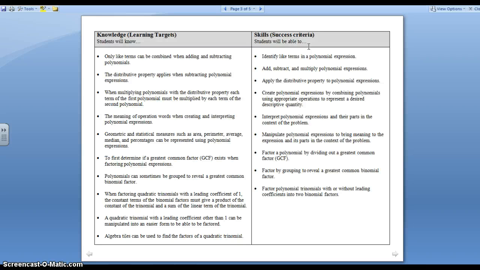For example, the success criteria that students will be able to create a polynomial expression by combining polynomials using appropriate operations to represent a desired descriptive quantity could in fact require the first 5 learning targets from the knowledge column. Ultimately, students will prove their understanding and transfer of knowledge through various forms of assessment. The various forms of assessment will be addressed in Stage 2.